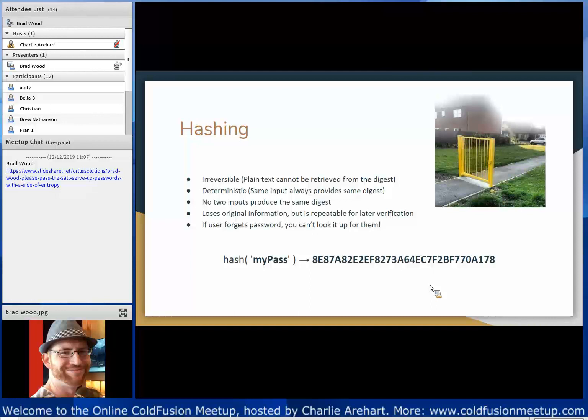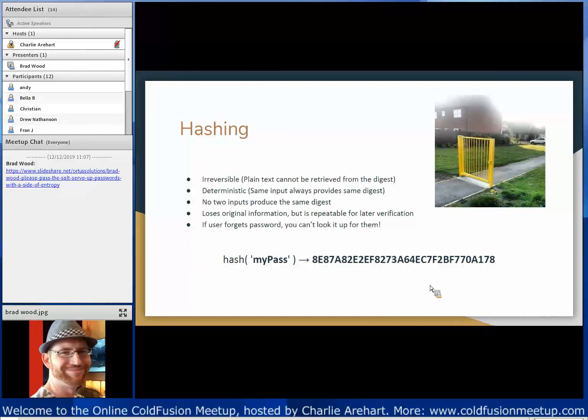Those are called hash collisions. MD5, by the way, has hash collisions that have been found. Now, they're not very common. They're pretty wild examples, but MD5 is considered broken due to the hash collisions. If two inputs can produce the same output, that's a bad thing for your hashing algorithm. Now, like I said, it does lose the original information, but it is repeatable. You do get the same digest every time, and that's what's important.